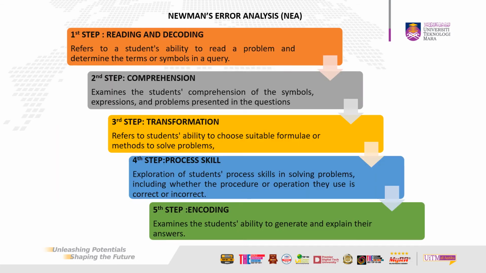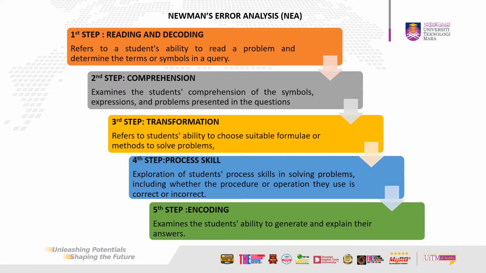What is Newman's Error Analysis, or NEA? It consists of 5 steps. The first step is reading and decoding. In this step, we refer to a student's ability to read a problem and determine the terms or symbols in a query. The second step is comprehension. We examine the student's comprehension of the symbols, expressions, and problem presented in the questions.